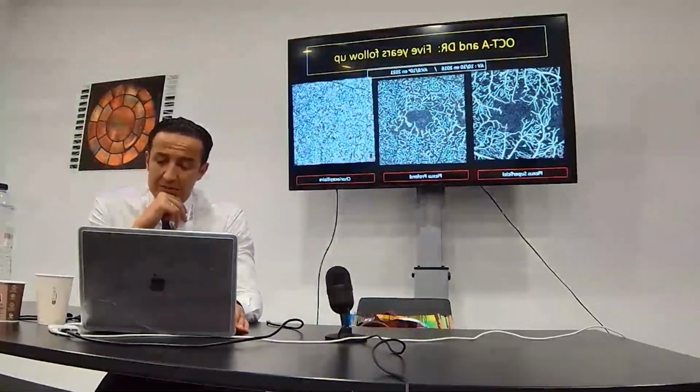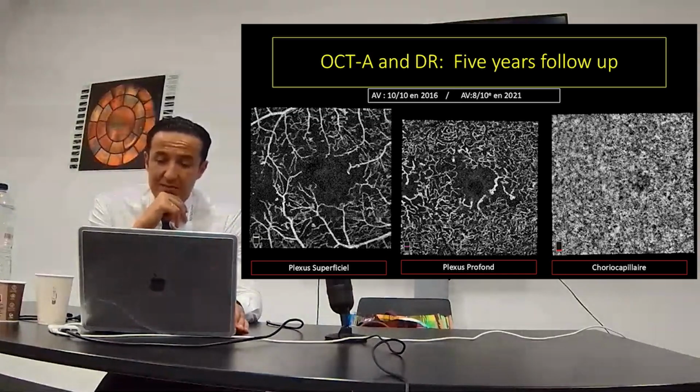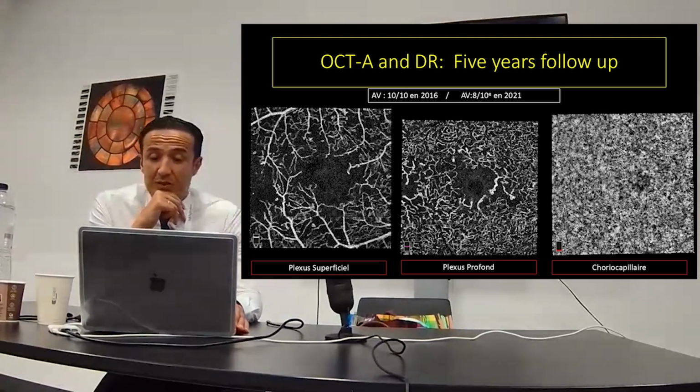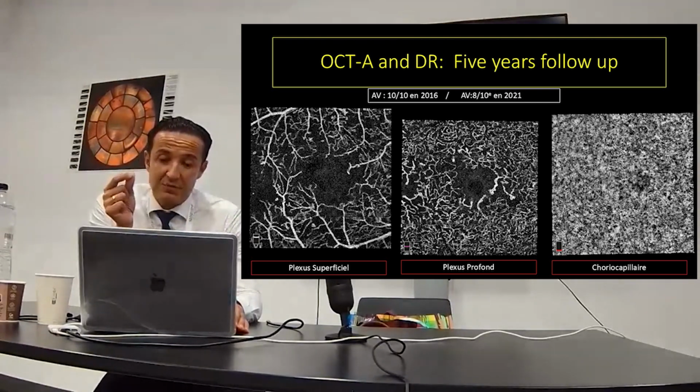And the visual acuity still remains the same because the vascular density of the deep plexus continues to be pretty good, and we already know that the vascular density of the deep plexus is directly correlated with the visual acuity.